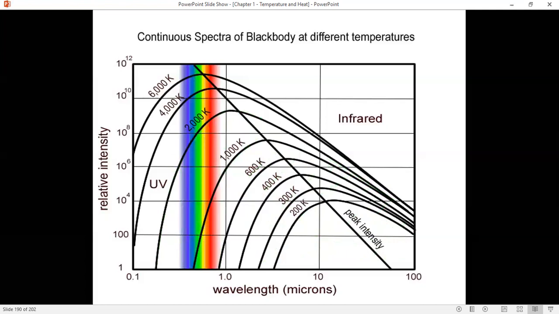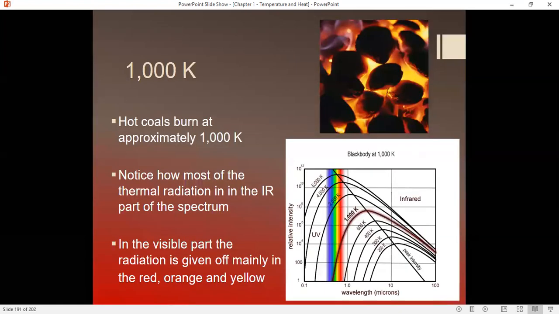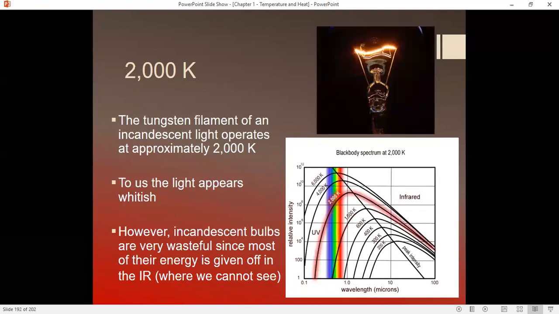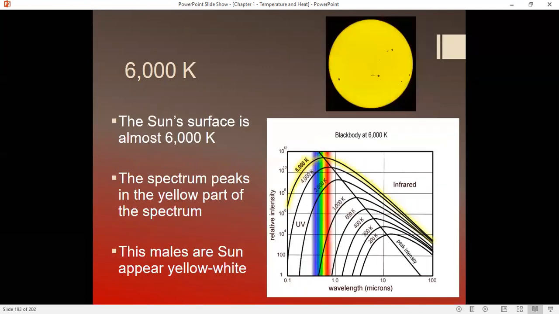All right. And then we get to the sun. The sun peaks right around the yellow. We call it a yellow star, even though it appears to be white. But you can see it gives off mainly all parts of the spectrum pretty equally. So as things get hotter, not only does the wavelength of light become shorter and shorter, the intensity actually becomes greater and greater.